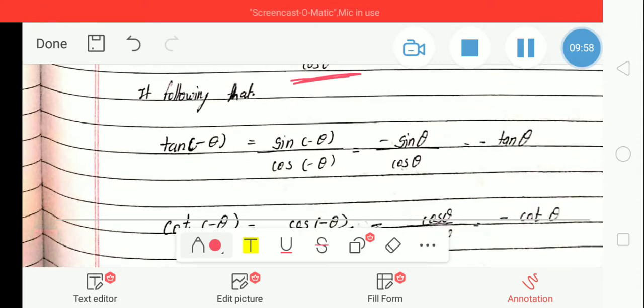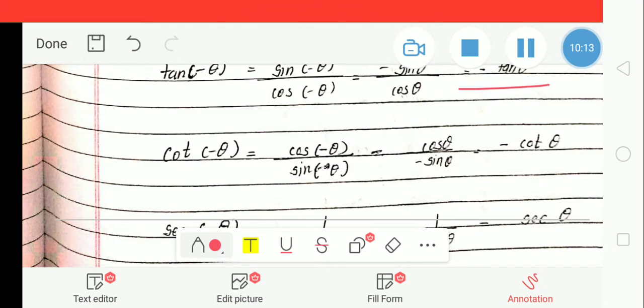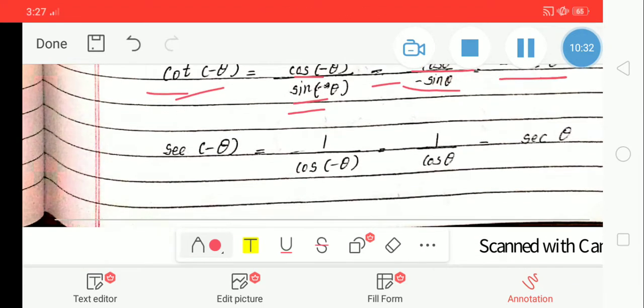Now tan minus theta is equal to sin minus theta divided by cos minus theta. Sin minus theta value is minus sin theta, cos minus theta is cos theta, so we get minus tan theta. Cot minus theta means cos minus theta divided by sin minus theta. We know that cot theta is equal to cos theta divided by sin theta. So cos theta divided by minus sin theta is equal to minus cot theta.